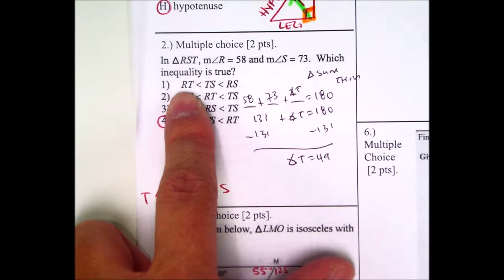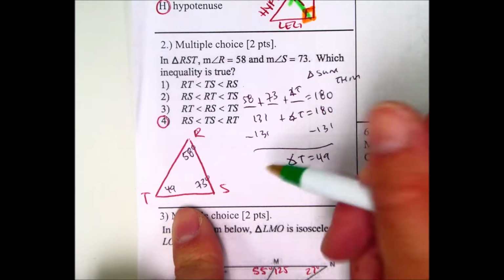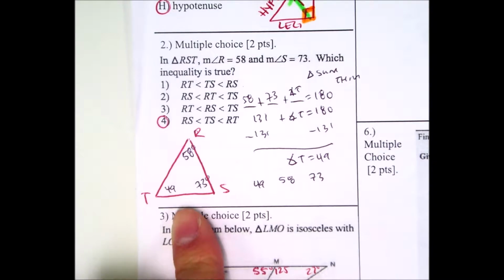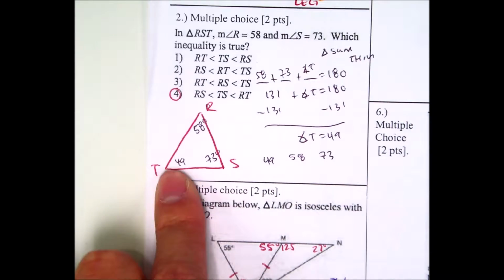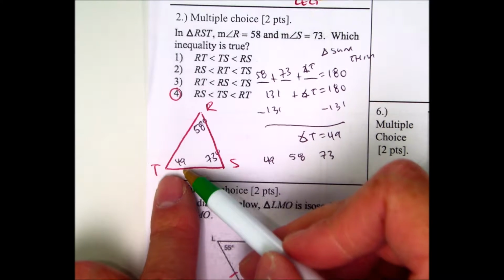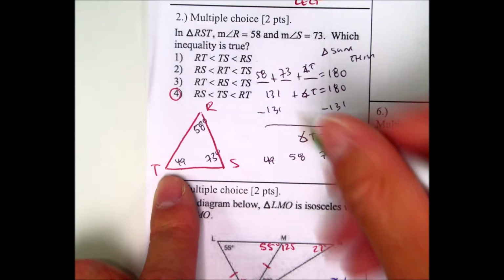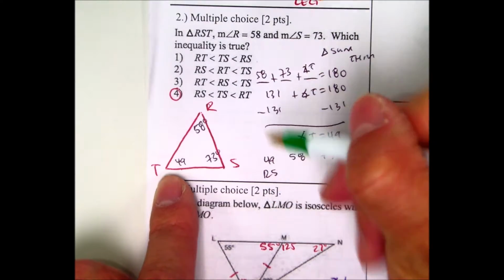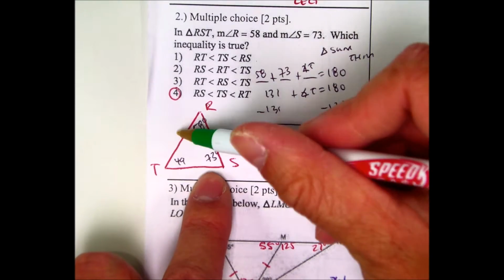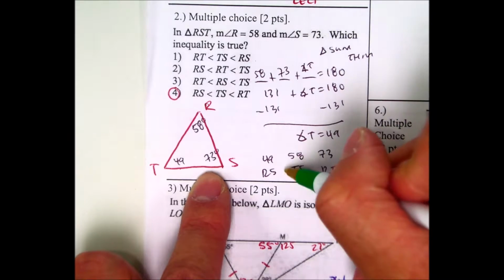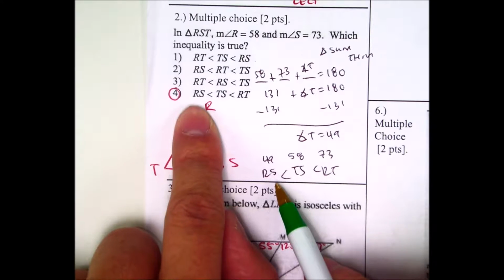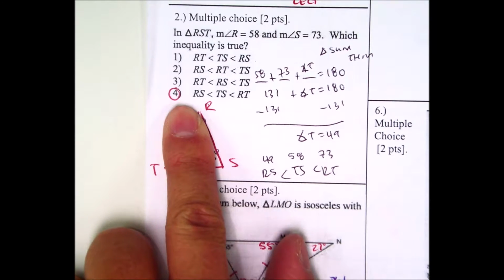And notice that they go from least to greatest. So I'm going to write these values: 49, 58, 73. Least to greatest. And then I'm going to go opposite of the angle. So I have RS, opposite of 58 is TS, and the opposite of 73 is RT. And then I'm going to look for these letters: RS, TS, and RT. That's why the answer is number 4.